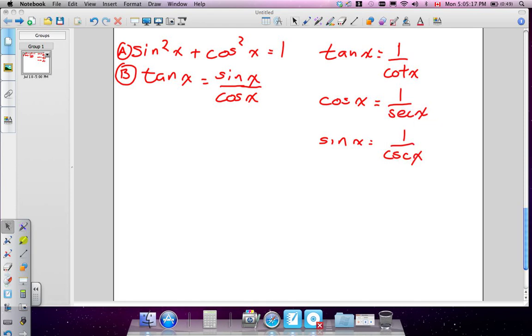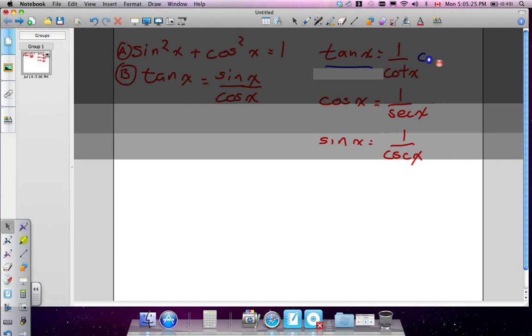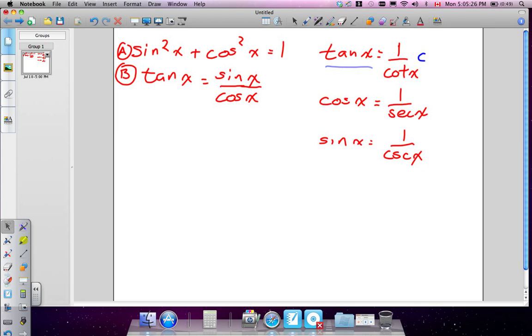Okay, so these are all the inverses. Tangent x is equal to 1 over cotangent x, and the same can be said if I had cot x is equal to 1 over tangent x. So that's the same idea there. Same with this, this is the inverse of that. And these are the two rules she gave you.